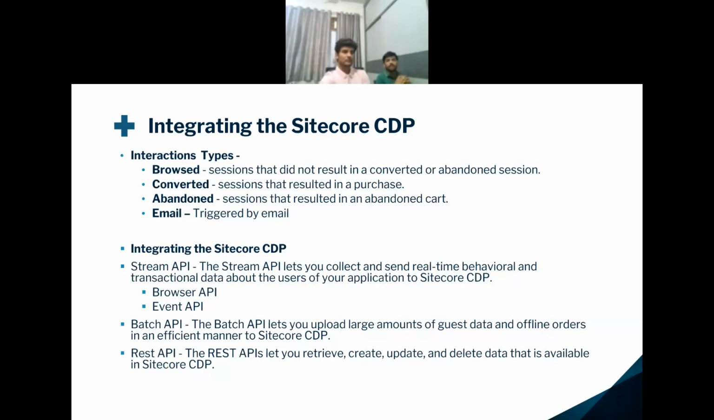At the top, you can see the interaction types that I already discussed. There are four kinds of interaction types. First is browse. Browse means a session that did not result in any converted or abandoned session. Second is converted. Converted means a session that resulted in a purchase. Third is abandoned. Abandoned is simply a session that resulted in an abandoned cart. And the fourth is email, which is triggered by an email.